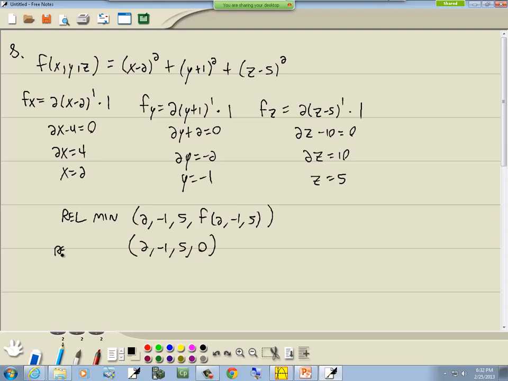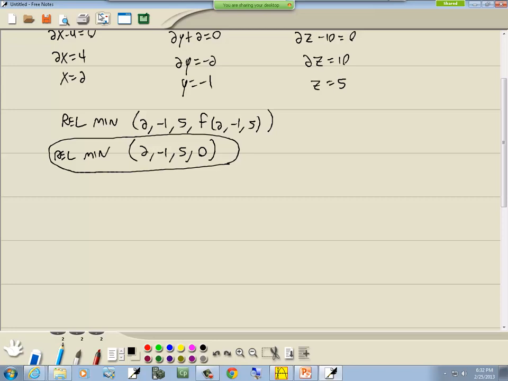Now, in some books they don't represent it with parentheses like that. They'll say there's a relative min of 0 at (2, negative 1, 5). So it kind of depends on how you want to write it. Let me save that.